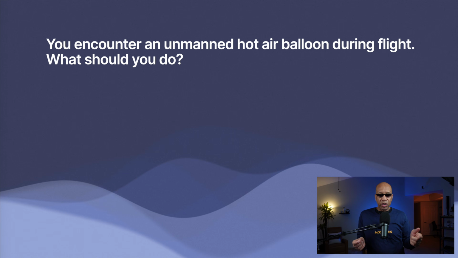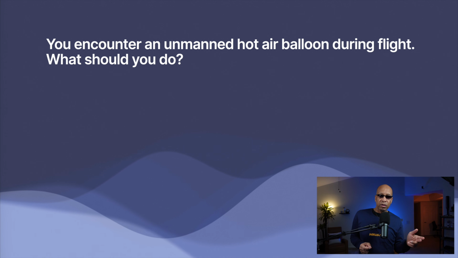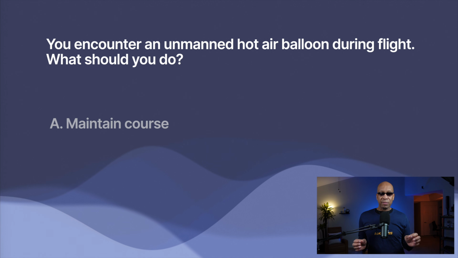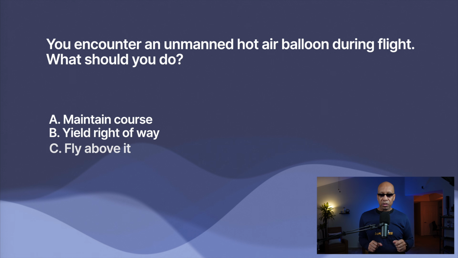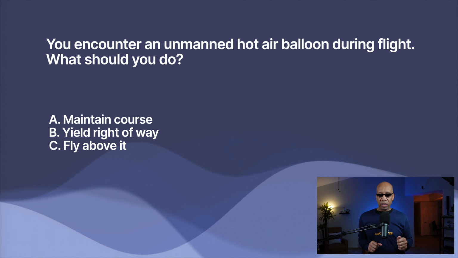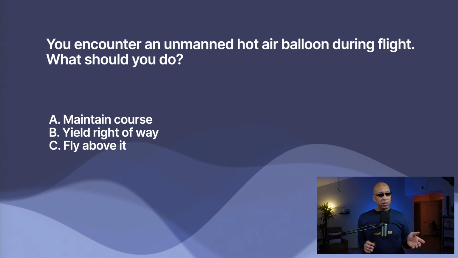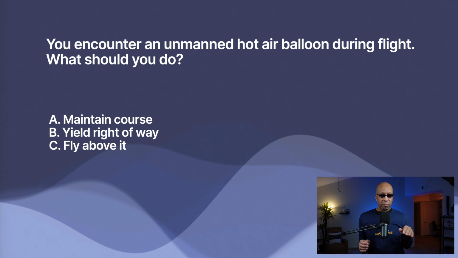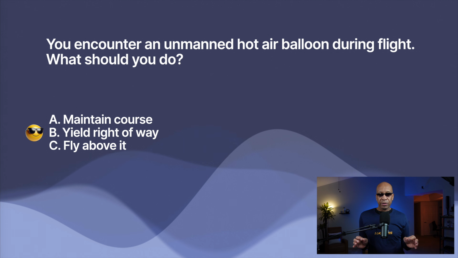So here's the question. You encounter an unmanned hot air balloon during flight. What should you do? Whoever thought of that question needs to be hung up by their toenails. But anyway, A, maintain course. B, yield the right of way. C, fly above the hot air balloon. Now, a lot of you would think, it's unmanned, let me just fly above it and I won't have a problem, or I'll just maintain course because I'm not going to run into it. But the correct answer here is B.